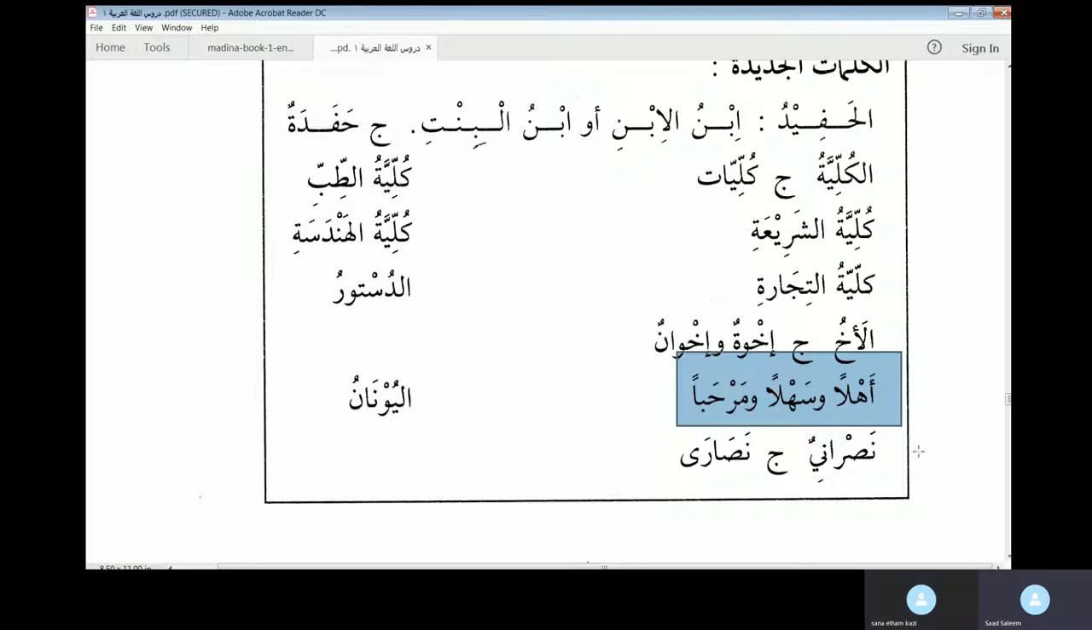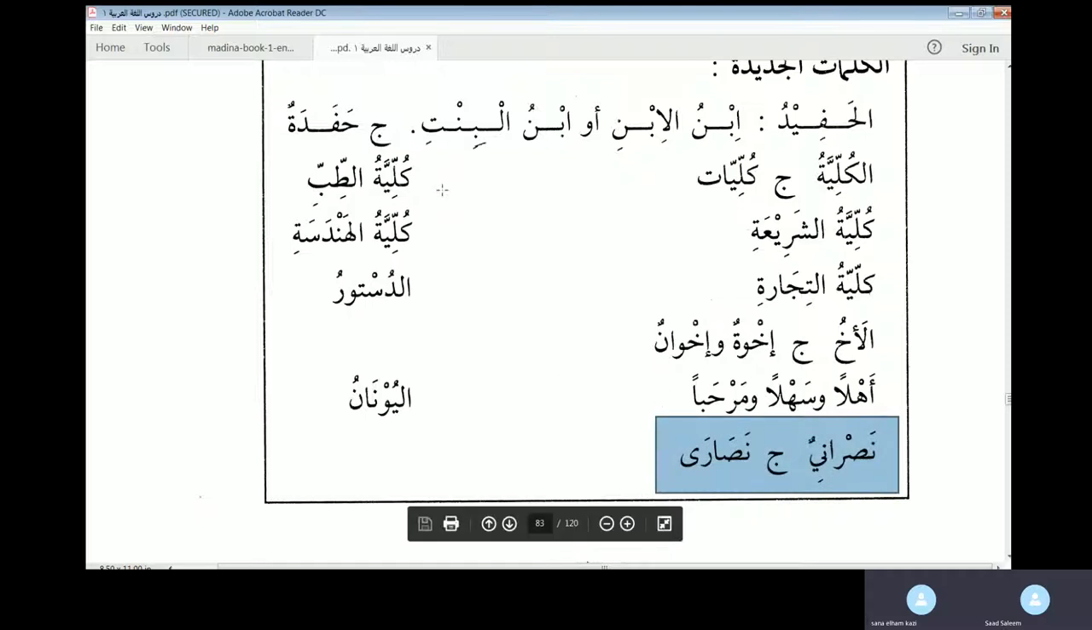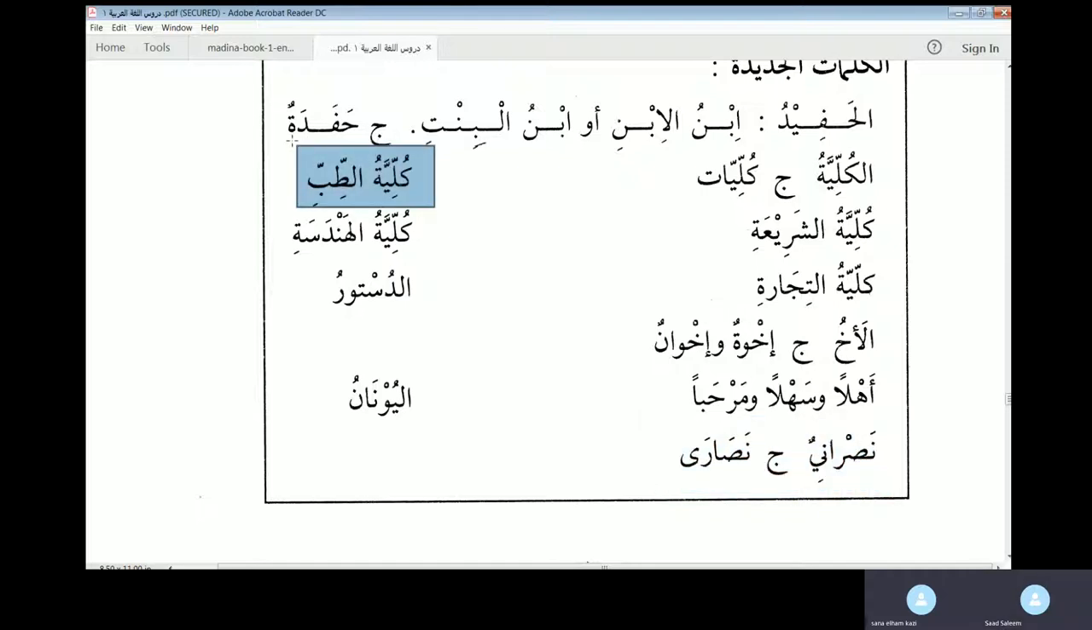Nasrani, plural nasara, Christian. Nasara is the plural of Christian. Kulliyyat at-tibb, faculty of medicine. Kulliyyat al-handasah is faculty of engineering. Ad-dustur is the constitution or the law. Al-Yunan is Greece.